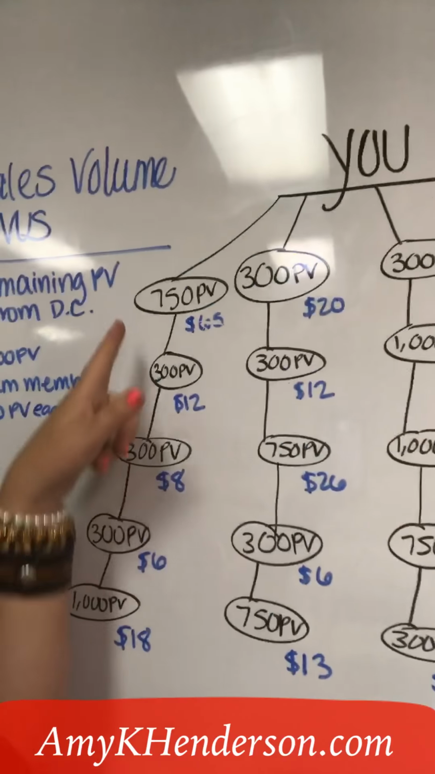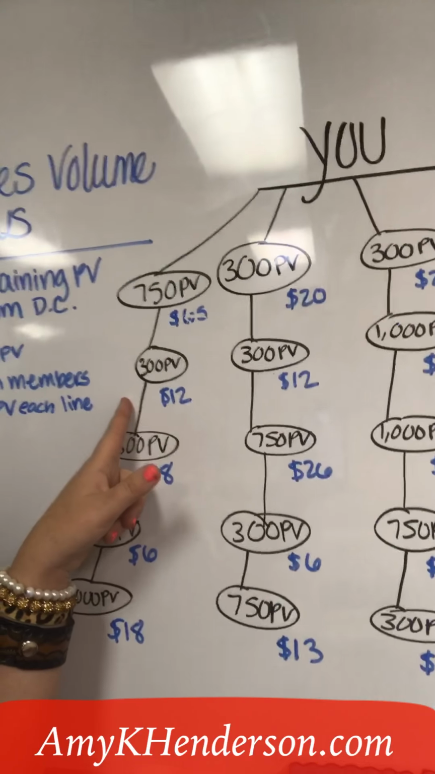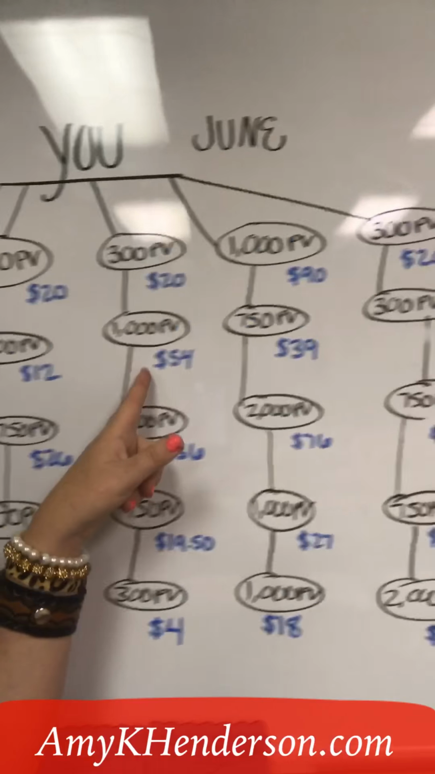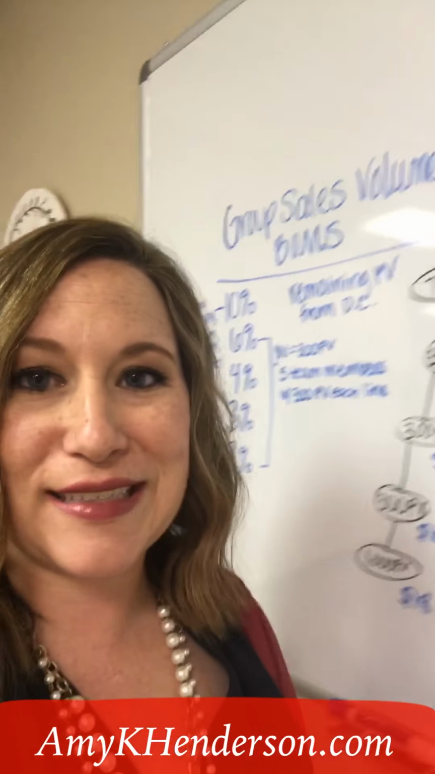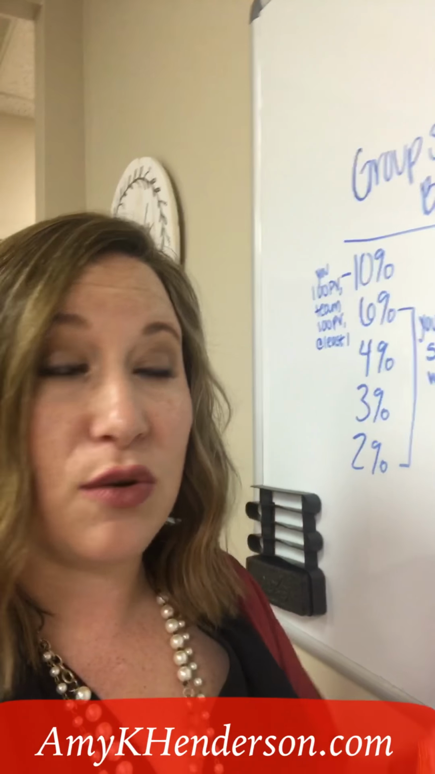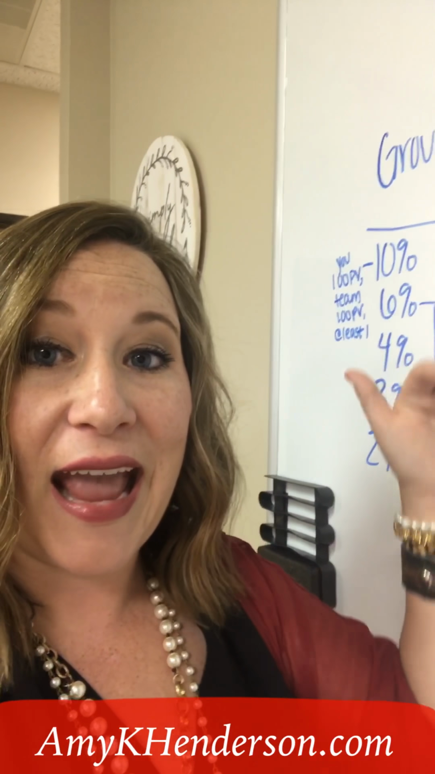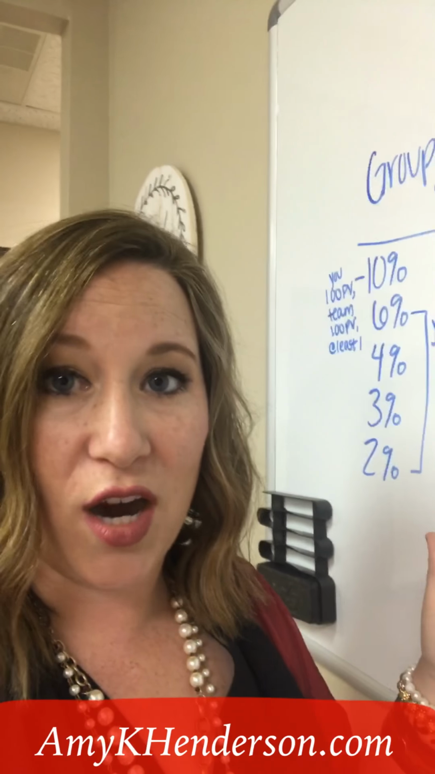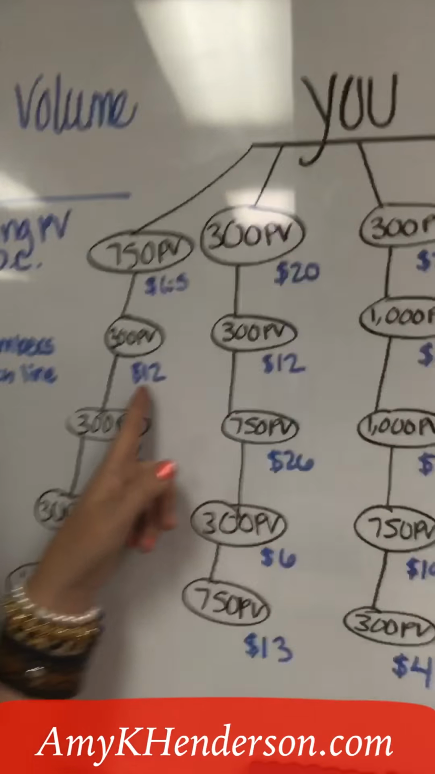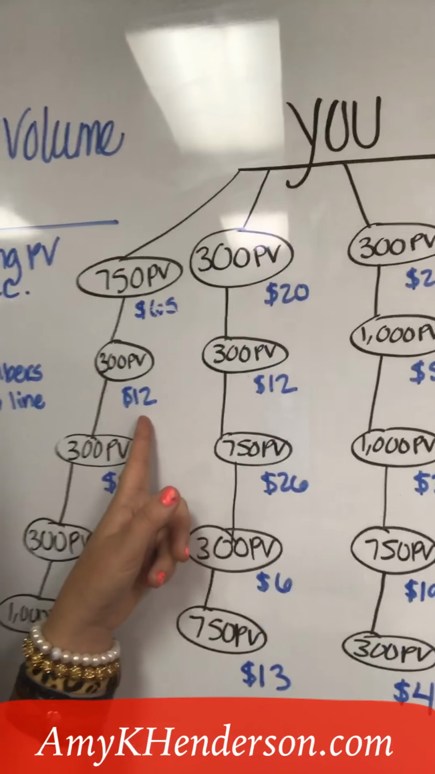So the computer is going to move to your 2nd line and look, do you have 5 people that have ordered 300 PV on your 2nd line? Well, in our example, you did. So because you had 5 on your first line and 5 on your 2nd line that have ordered 300 PV or more, now you're going to get paid these percentages on your 2nd line.